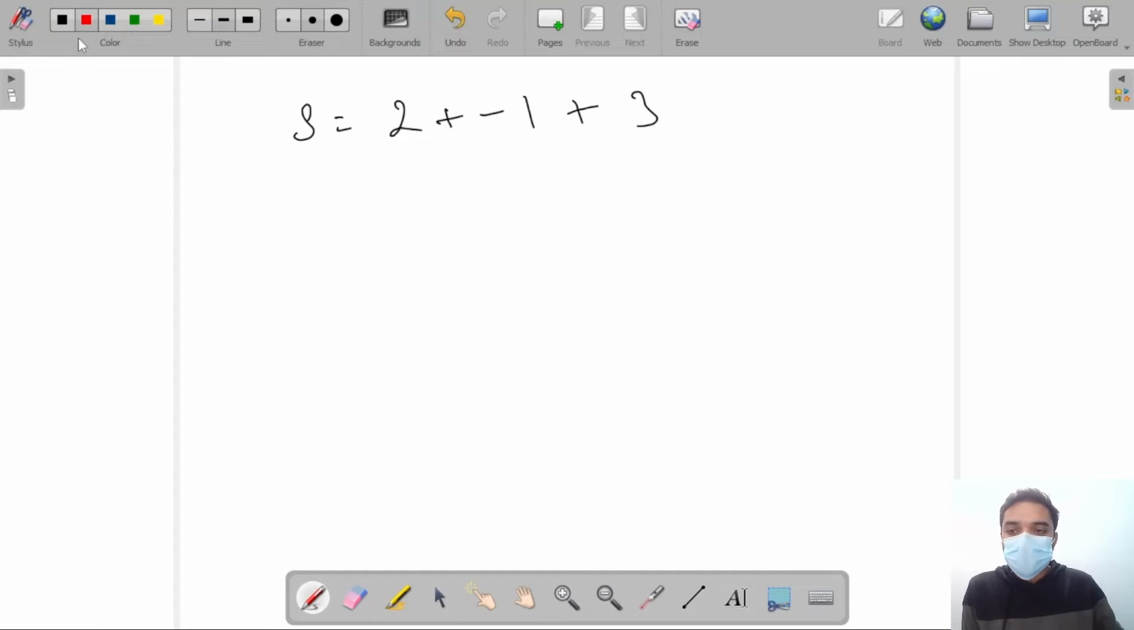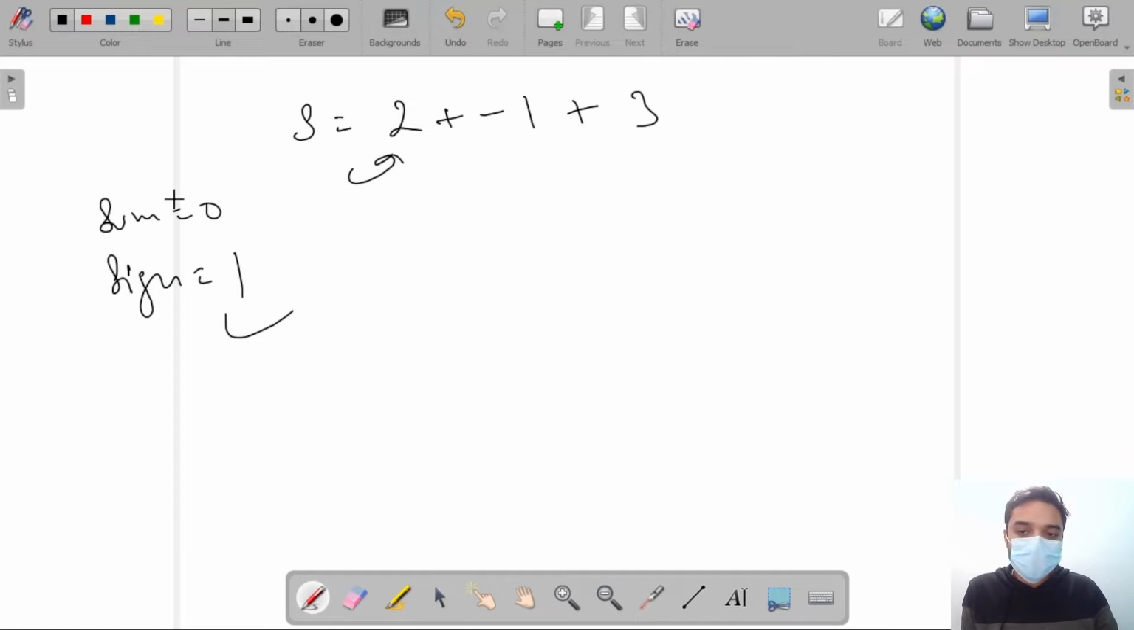We'll take sum equal to 0 and a sign variable also, which initially will be equal to 1. Now I'll iterate from the very start, and whenever I see 2, I update my sum to 2. Sum now equals 2, and sign will be 1.